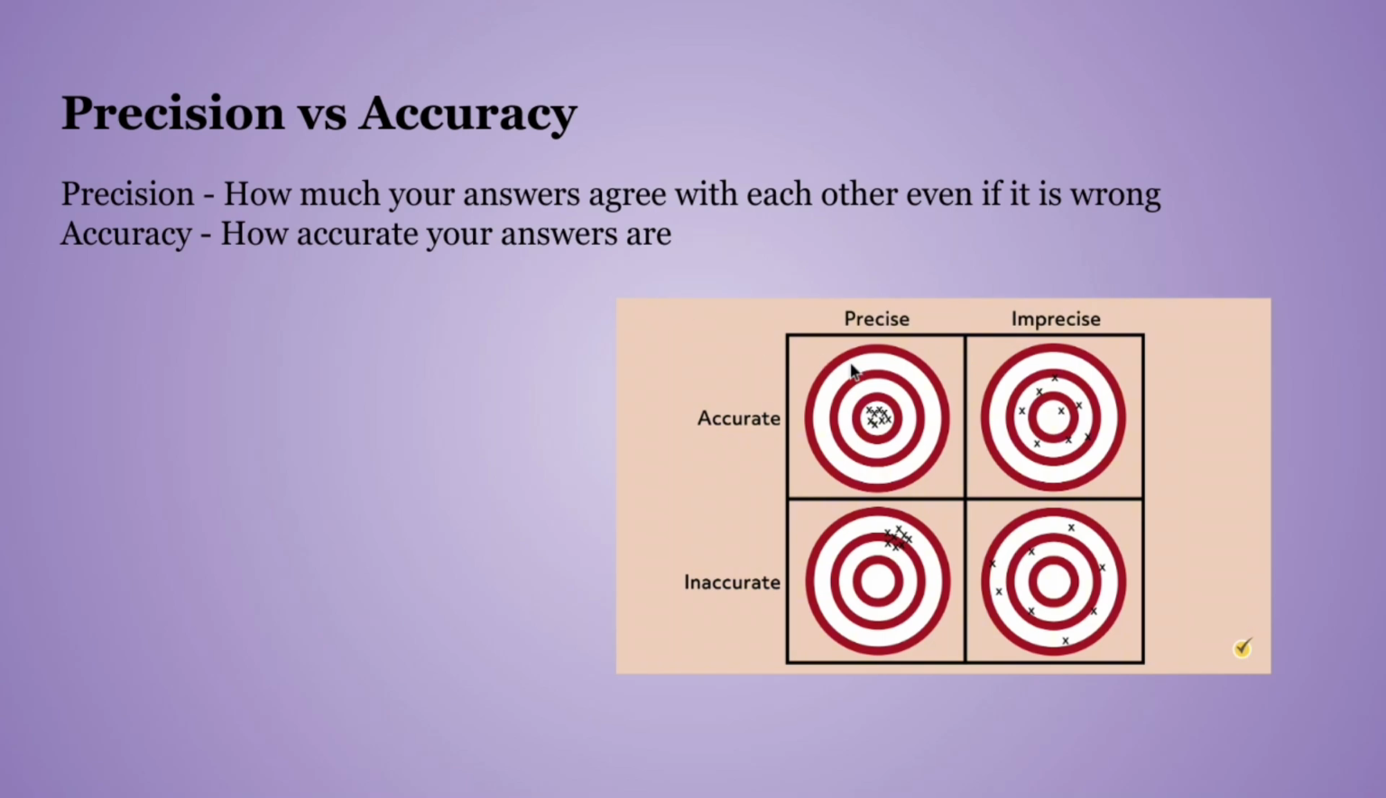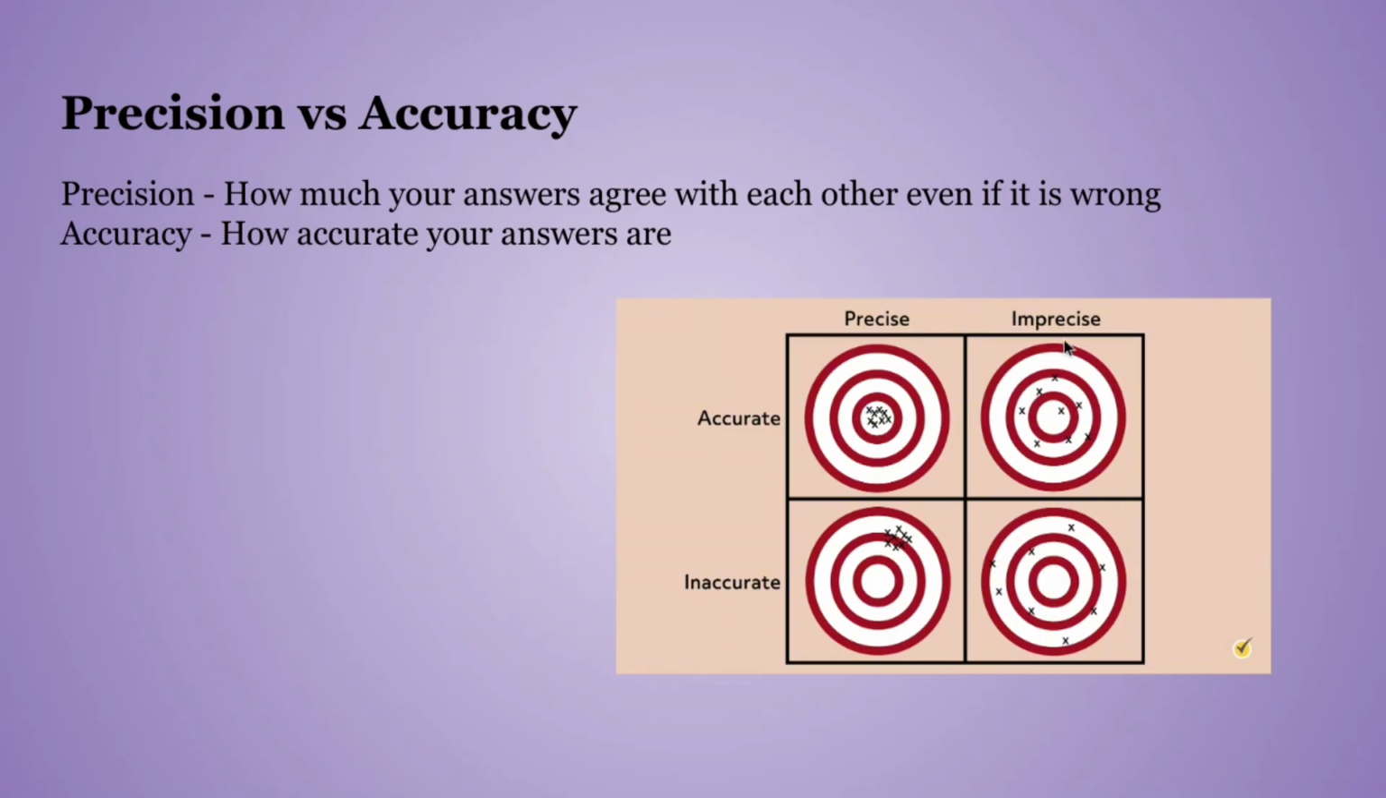A really good chart for this is the accurate, precise, imprecise chart. So with this bullseye, it's showing it's accurate because it's supposed to be in the middle, and it's also precise because all the x's are close to each other. However, this one is precise because all the answers are close to each other, but they're not near the bullseye. These are both inaccurate and imprecise because all the answers are so far away from each other, they're not agreeing, and none of them are near the target.